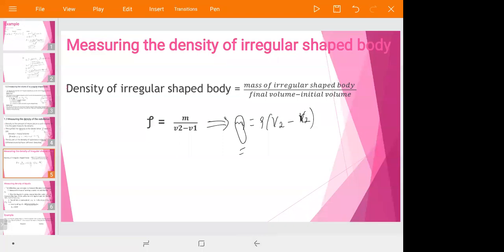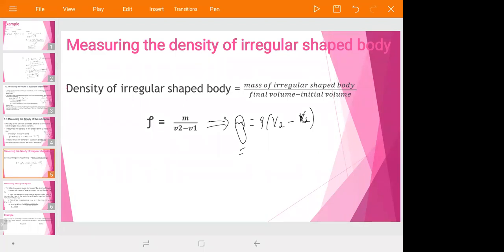Is it clear for you? Yes. So we have seen how we can measure the density of a substance in general. Again, the second one, how we can measure the density of an irregularly shaped body, we have seen. By applying this formula, we can find the density of a body as well as the density of an irregularly shaped body.